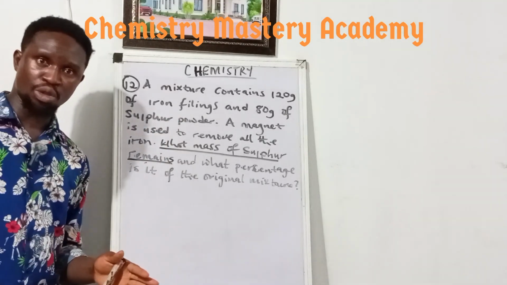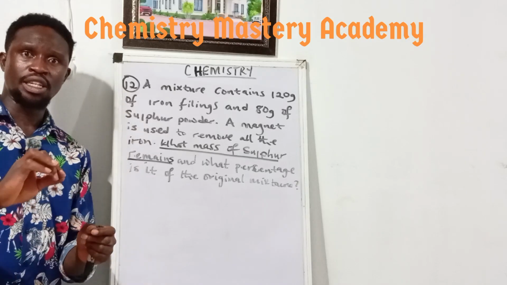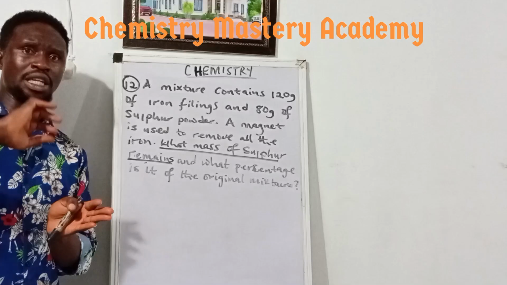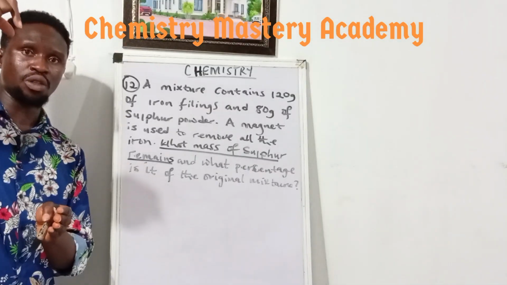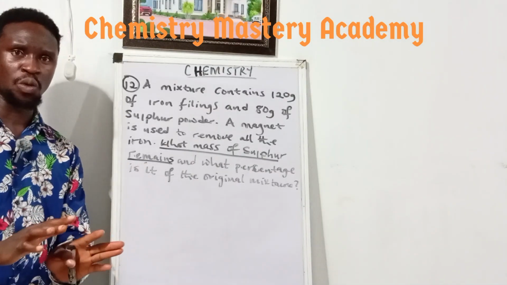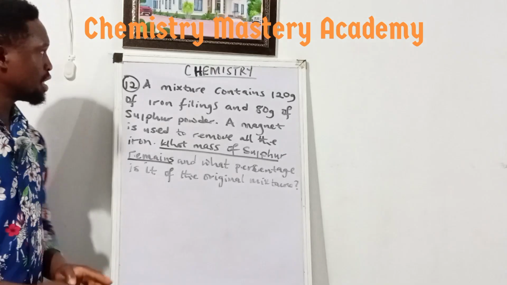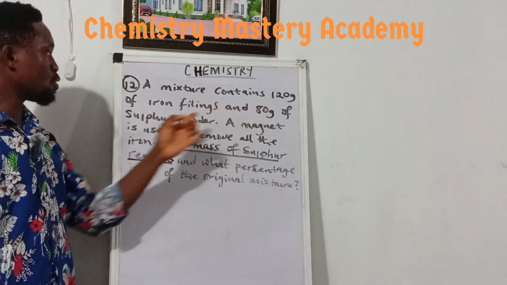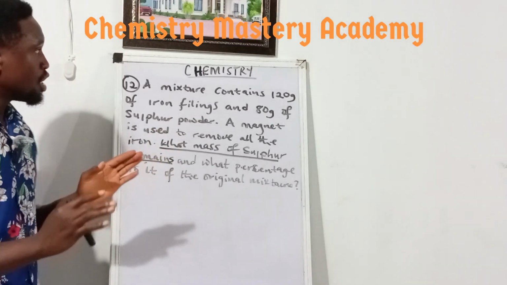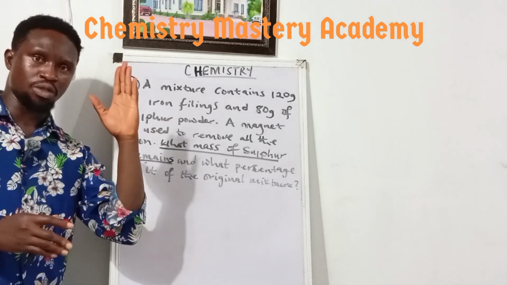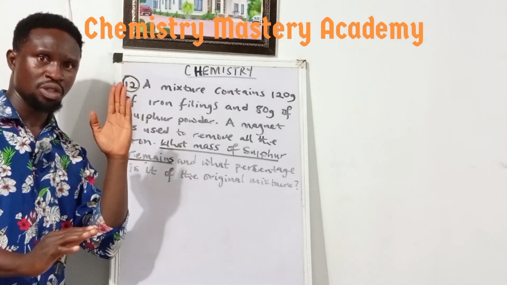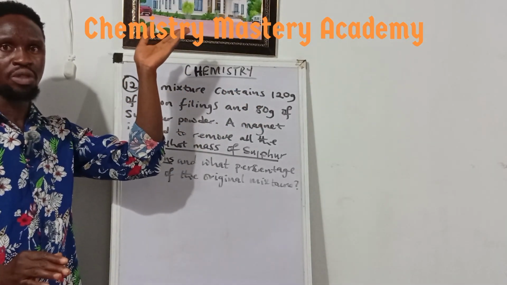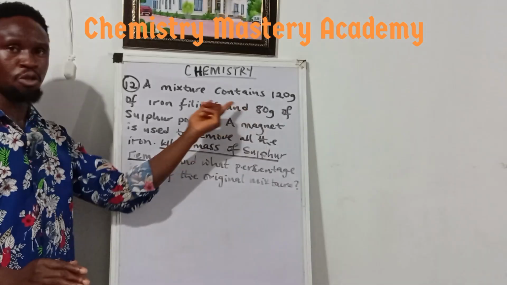When you take a magnet and run it through the mixture, what happens? The iron filings will leave the mixture and attach themselves to the magnet, leaving behind the sulfur powder. And in this case, they said 120 grams of iron filings, 80 grams of sulfur powder. So it is only the iron filings that will go out when you run the magnet through. Is that clear? So 120 grams will go out of that mixture, leaving behind 80 grams of sulfur powder.